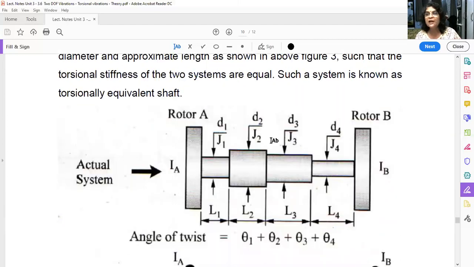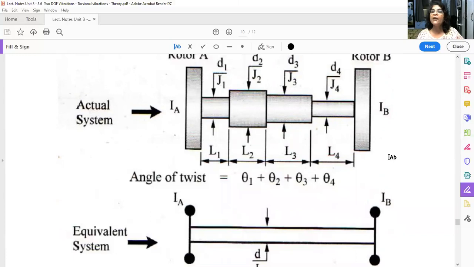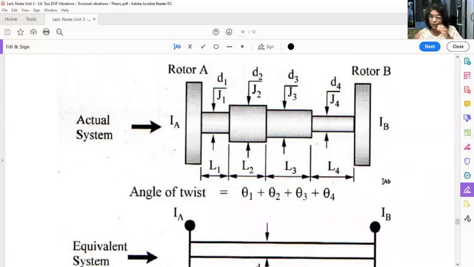Now let us understand what I have told right now. Right now we have learned the two rotor system. We know how to find out omega n1, omega n2. We have studied the two mode shapes also, beta 1 upon beta 2. And all these are applicable to a shaft having uniform diameter. All these formulae cannot apply to a shaft having different diameters.